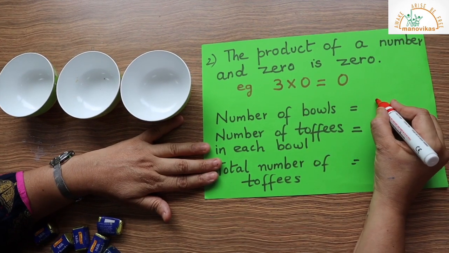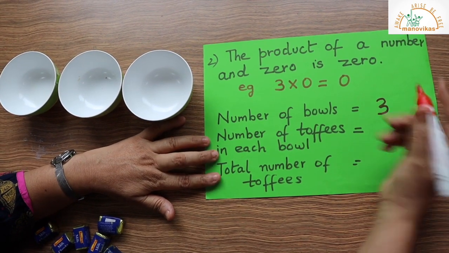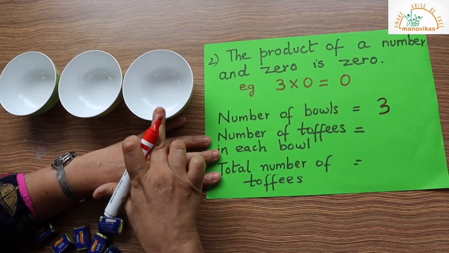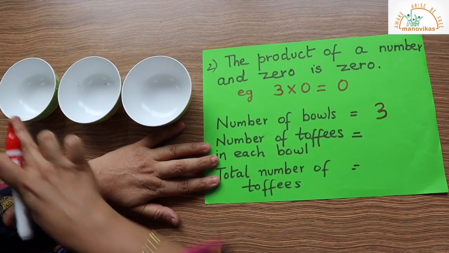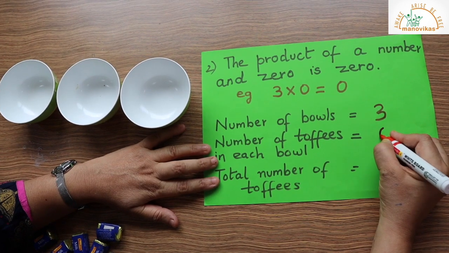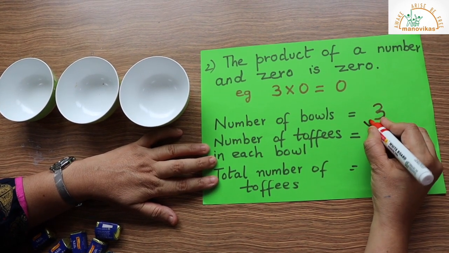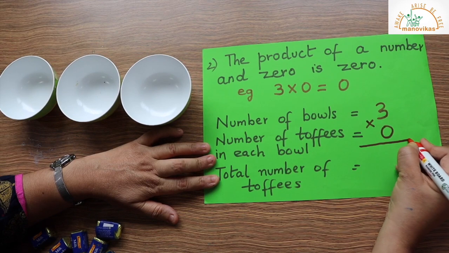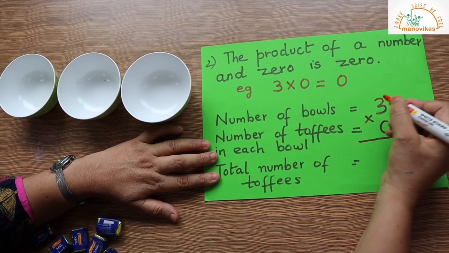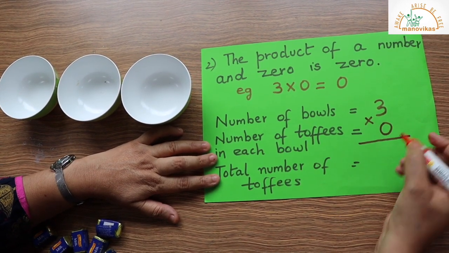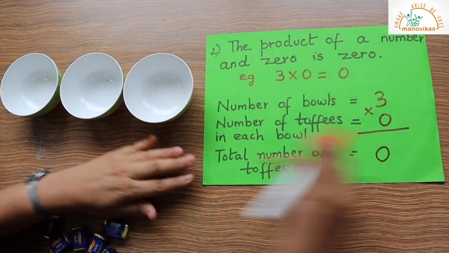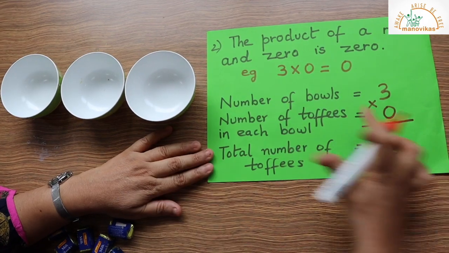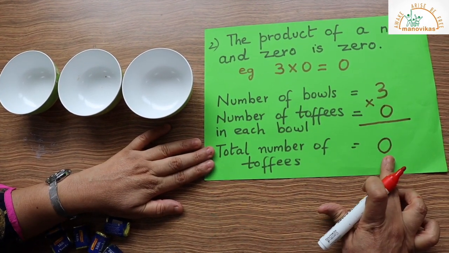So, what is the total number of toffees that I have? Number of bowls are 3, right? How many bowls do I have? 1, 2, 3. Are there any toffees inside? No. So, 0 toffees in each bowl. So, to find the total number of toffees that I have, 3 multiplied by 0 will be 0. Correct? So, any number multiplied with 0 will give me 0.